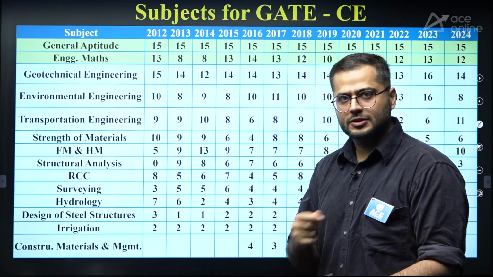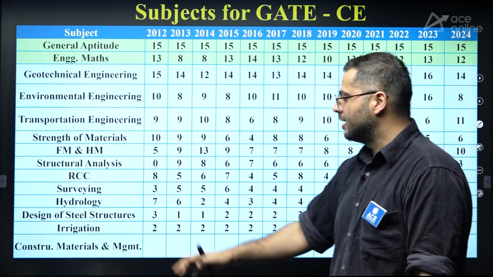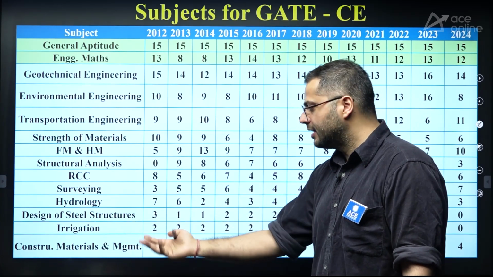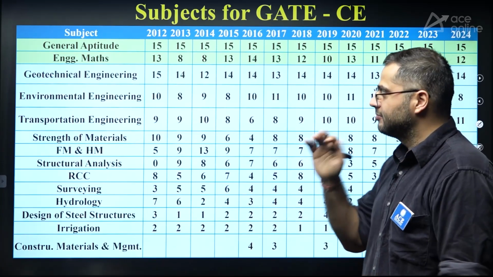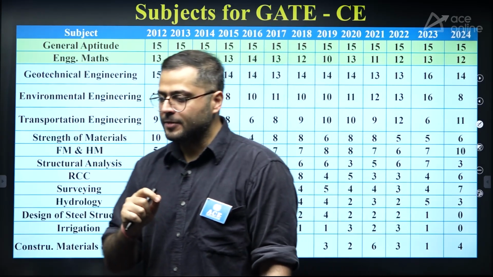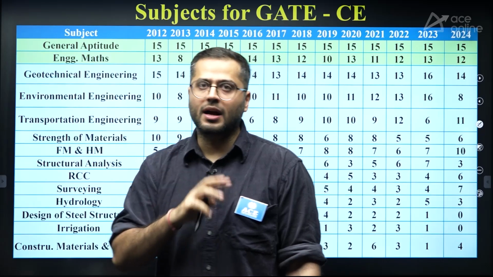Design of steel structures, continuously less weightage, around 1 to 3 marks, that's it. This year around 4 marks was there. Irrigation, again, the weightage is less. Construction technology and management, the weightage is less. But I'll point out a couple of things with respect to the syllabus of GATE and BARC.